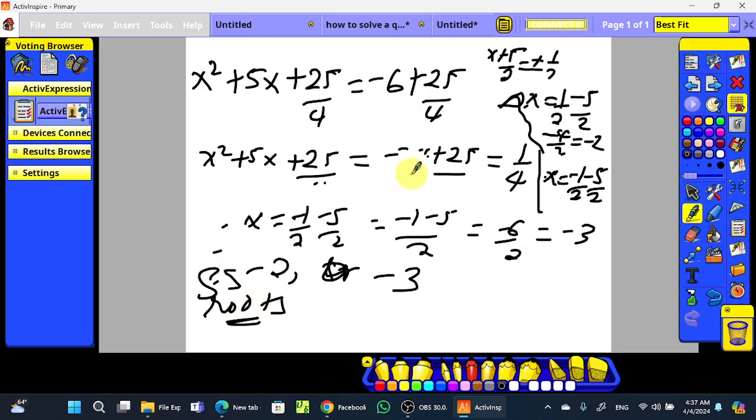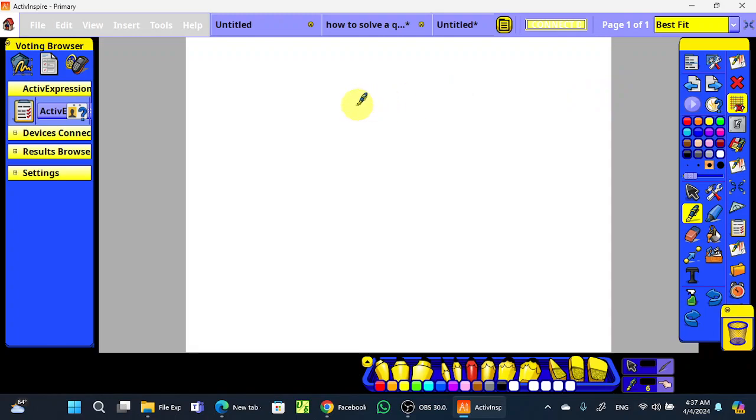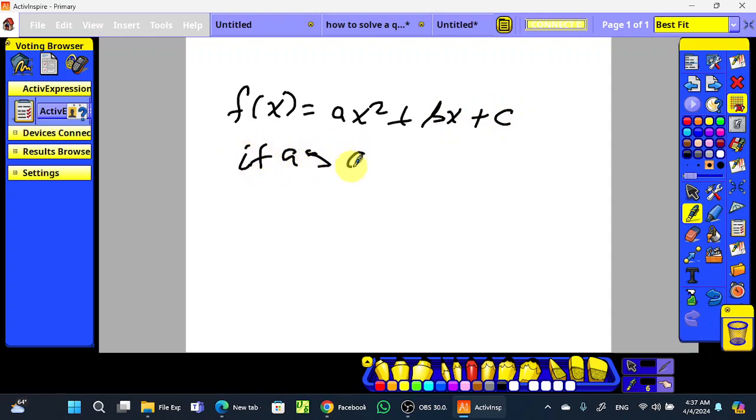The other and last thing that you might need to know might be the nature of a quadratic equation. A quadratic function is just a parabola. So let's say f of x is equal to ax squared plus bx plus c. If a is greater than 0, it is a parabola which opens upward.